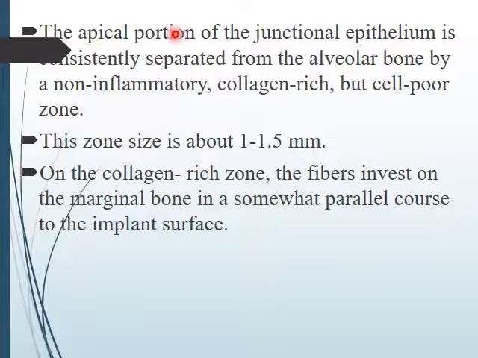The apical portion of the junctional epithelium is constantly separated from the alveolar bone by a non-inflammatory, collagen-rich but cell-poor zone. This zone size is about 1 to 1.5 millimeters. In this collagen-rich zone, the fibers inserting on the marginal bone run somewhat parallel to the implant surface.